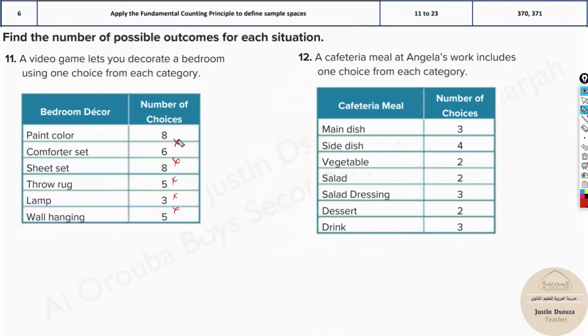Now here all you need is a calculator and multiply. Here in this question, a cafeteria meal at Angela's work includes one choice for each category. The same thing, there are different choices, right? All you need to do is multiply them up and you will get the answer.